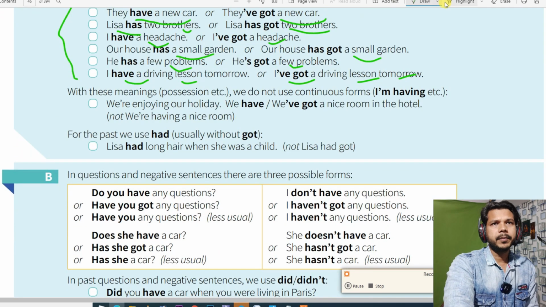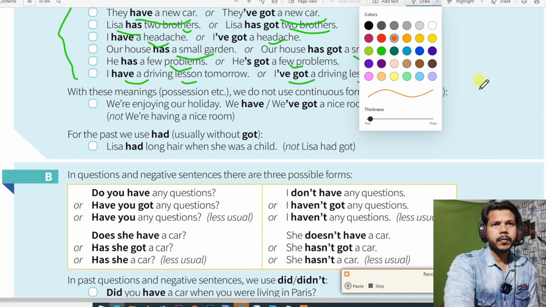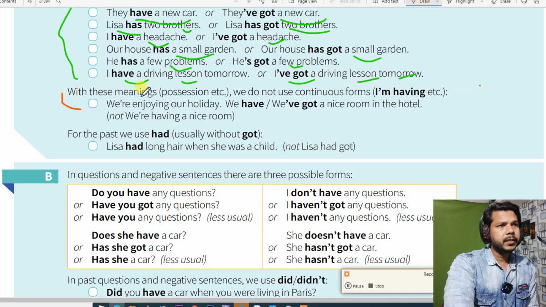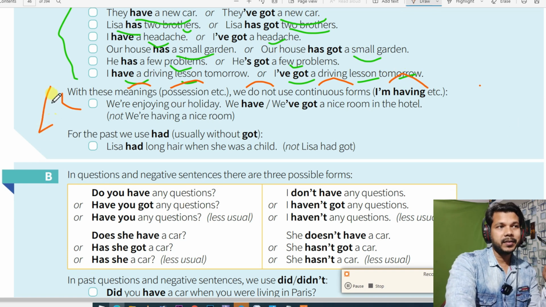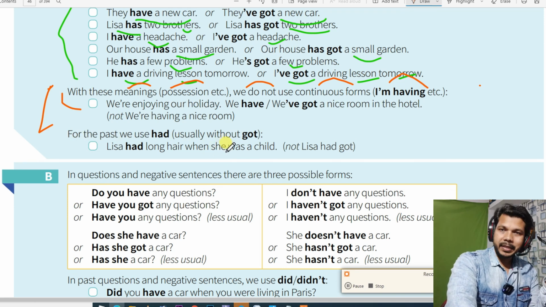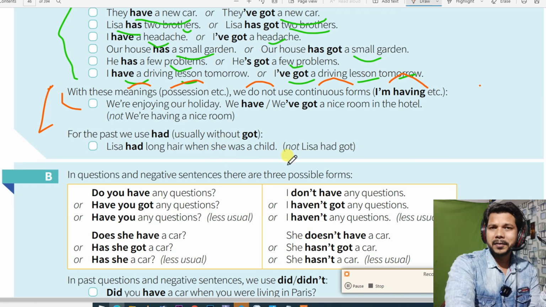Now let's read something else. With these meanings, if you talk about possession etc., we do not use continuous forms. You can never say I am having. Please note it down, everyone. There are certain people who really make mistakes. They say, I'm having a car. She is having a car. This is absolutely wrong. You're not supposed to say like this.